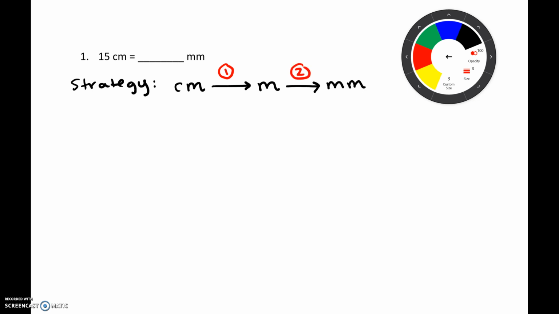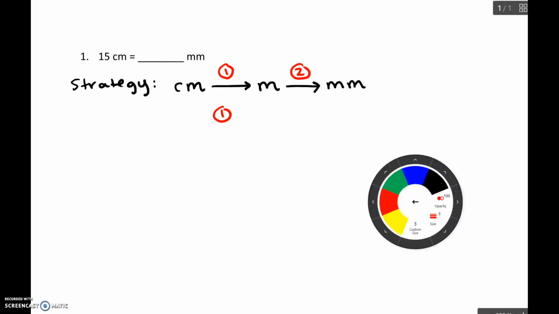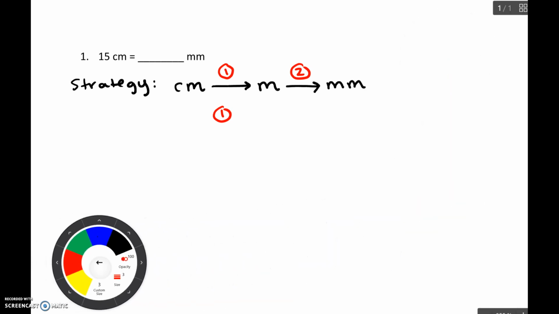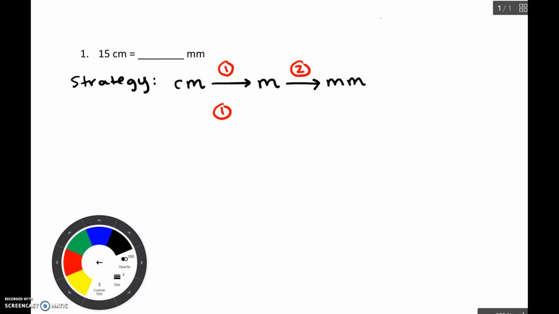Before I start setting things up, first I'm going to define my equivalences for step 1 and for step 2. And this part is tricky. Getting those equivalences correct when you're using prefixes in the metric system. So first off, I recognize that the C stands for centi, and I know my factor for centi is 1/100th, or 1 times 10 to the negative 2.